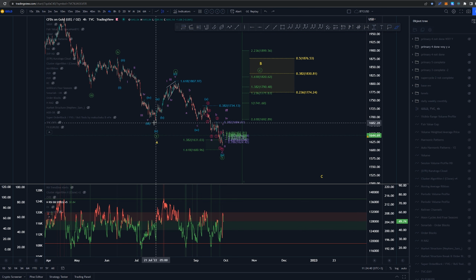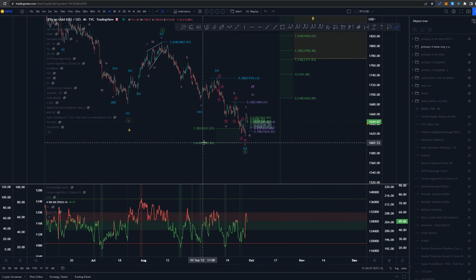The B wave invalidation would be around the 1.618 retracement of this A wave, which is again around $1,600. If it goes below that, then we can't have the B wave here. I feel like this is basically the last chance of having this as the ABC structure, because we are already so close to that invalidation point. If we are going to be taking out these lows here, it is very much a possibility that we are going to be taking out this whole possibility of this being a B wave.